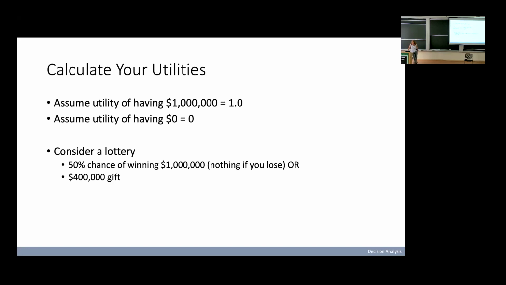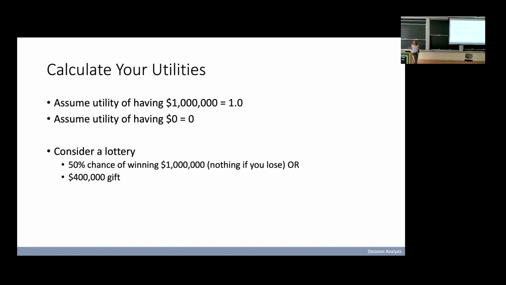Another game. So assume your value of getting $1 million is 1, like the best, the top. And we assume that our utility of having or getting $0 is 0, right? So we gain no utility if we get nothing. Now, if I gave you a lottery where you had a 50% chance of winning $1 million, you get nothing if you lose, or I give you a $400,000 imaginary dollar gift. Which option would you choose?